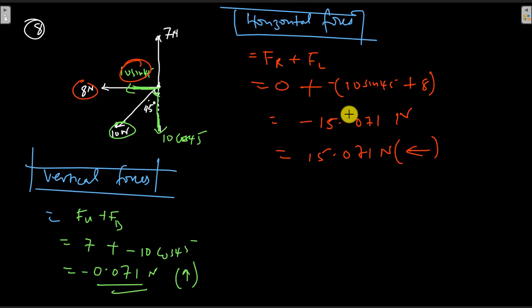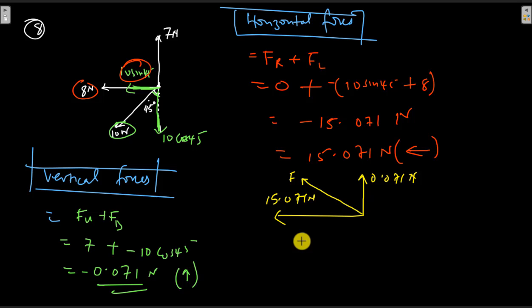So there we go. Now we can draw our final force diagram. We have a force of 15.071 to the left, and we have an upward force of 0.071 newtons. So the resultant force is going to be in this direction. Let's call that F.